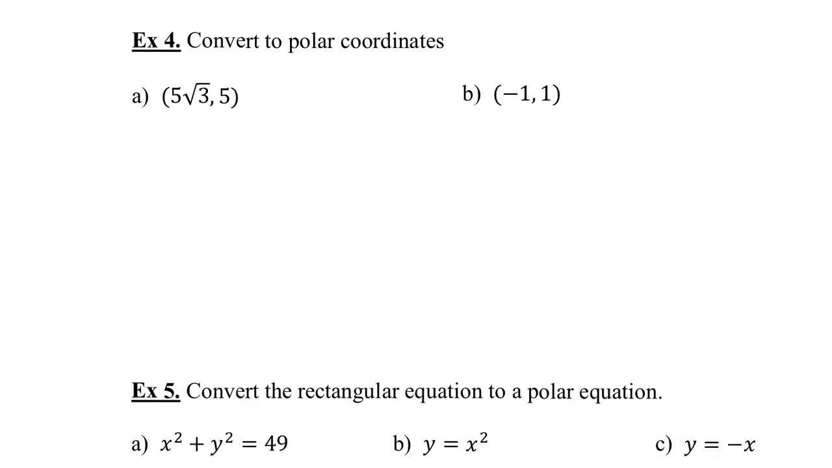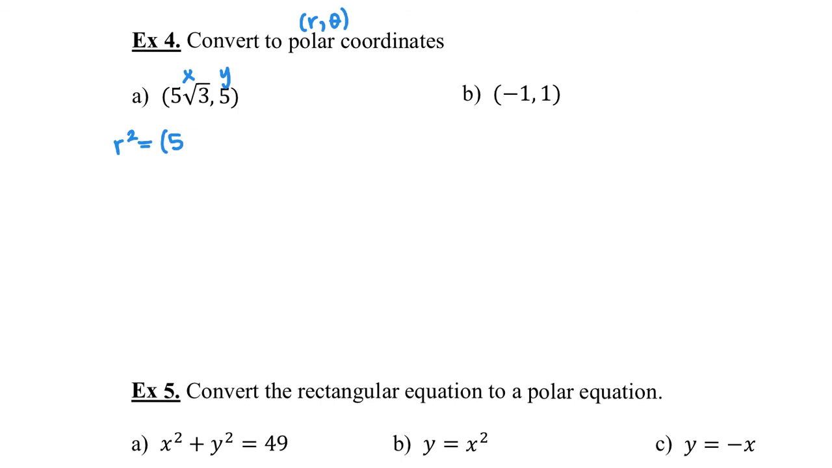It says convert to polar coordinates, so I want my answer to be r, theta, but they're giving it to me as x, y. So this is my x, and this is my y. So I need to figure out what the r is, and I need to figure out what the theta is, and then I can rewrite my point. Let me do r first, because r is straightforward. R squared equals x squared plus y squared.